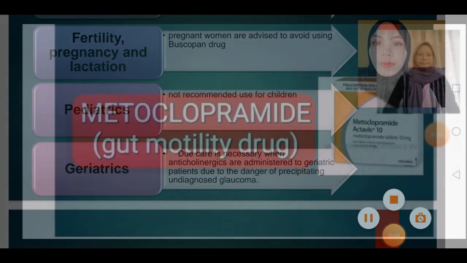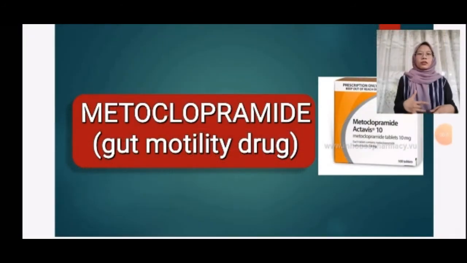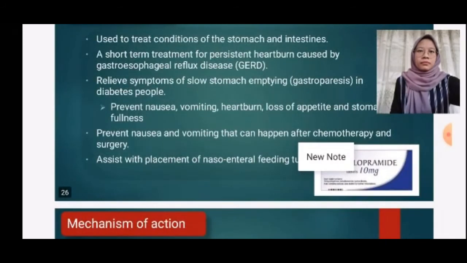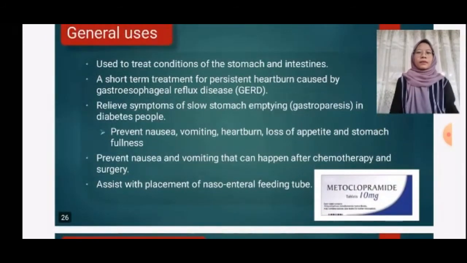Thank you. Next, I will talk about metoclopramide, which is a gut motility drug. Metoclopramide can be used to treat conditions of the stomach and intestine. First, it can treat gastroesophageal reflux disease, GERD, and gastroparesis, which is a slow stomach emptying. It also can prevent nausea and vomiting that can happen after chemotherapy and surgery. Lastly, it assists with placement of a nasal-enteral feeding tube.